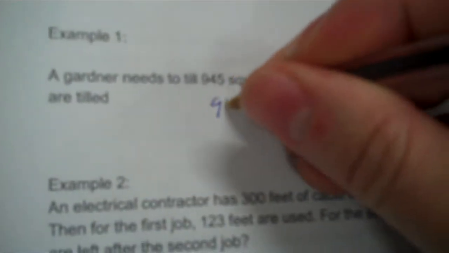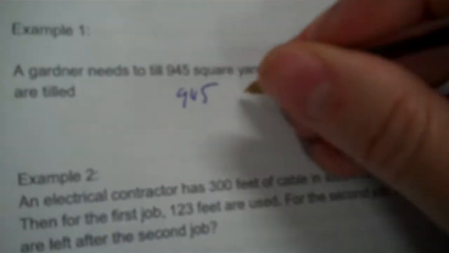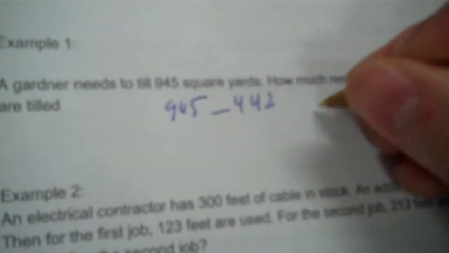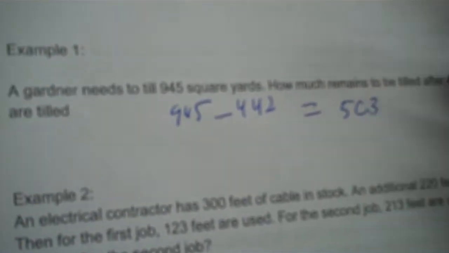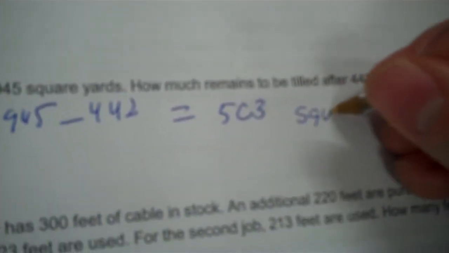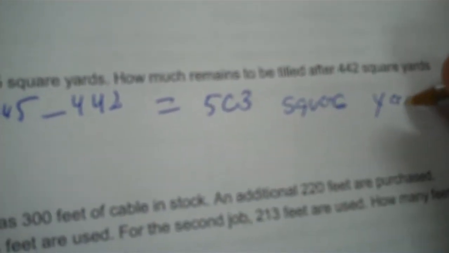Example 1, a gardener needs to till 945 square yards. How much remains to be tilled after 442 square yards are tilled? Well, he needs to till that much. He's already tilled 442. We would subtract those. I'd get 503 square yards.